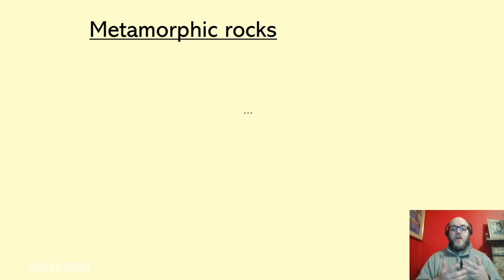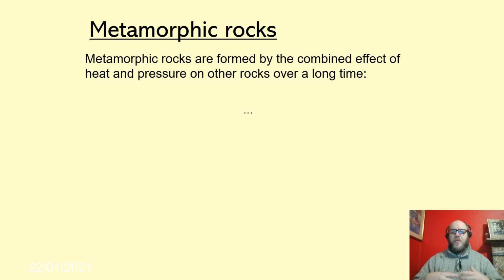Okay, our final category of rocks are metamorphic rocks. Now, metamorphic rocks can be originally igneous rocks or sedimentary rocks. These are rocks that are formed by the effects of pressure, a bit like sedimentary rocks, but also huge amounts of heat. You need both heat and pressure to be evident for these metamorphic rocks to form, and these are formed over a really long period of time.